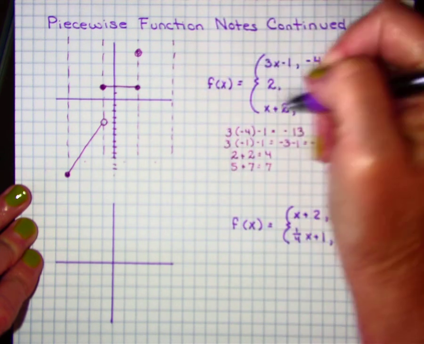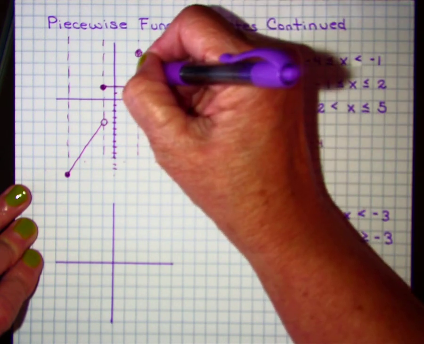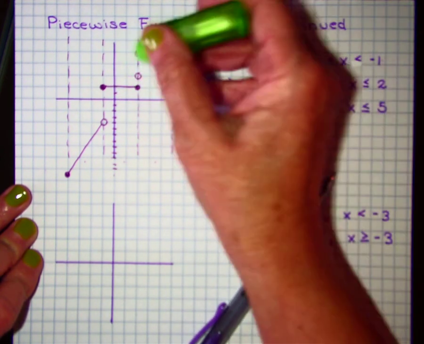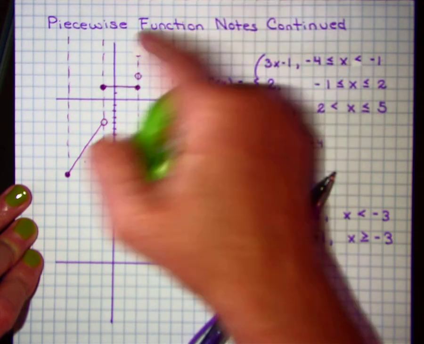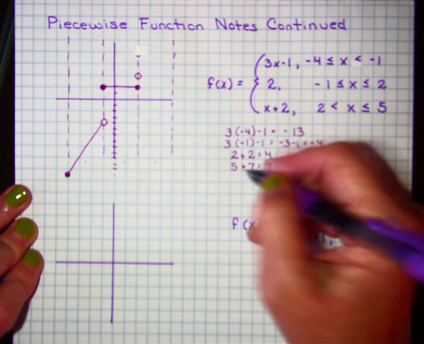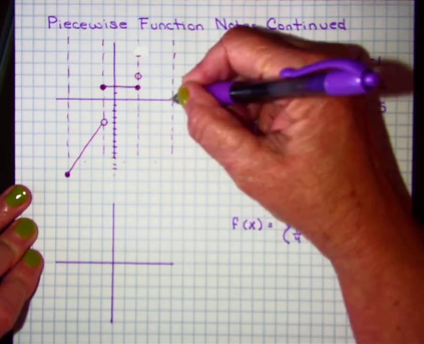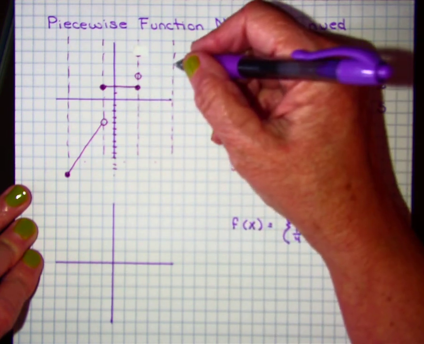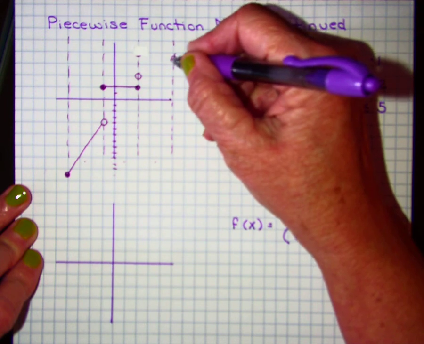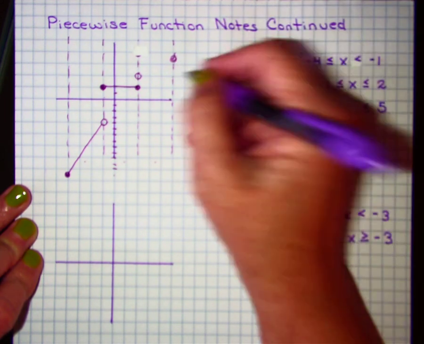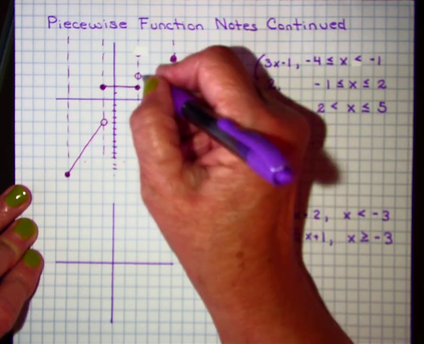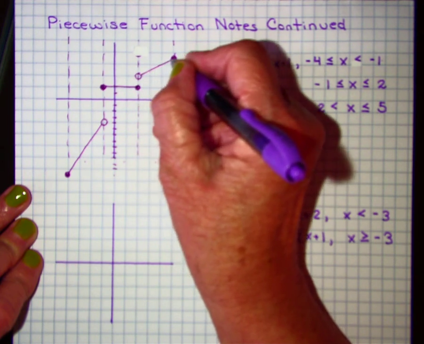Oops, and I went up too high. This is 4. I'm sorry. Erase that. There we go. And so when x is 5, y is 7. And again, that's open. No, it's closed. It is closed. And so my last function is here.